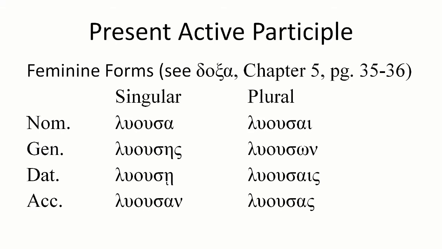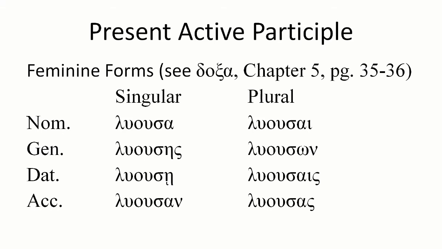Because of that, you're going to want to be careful. These change their theme vowel only in the singular. Okay, notice the nominative feminine singular is lu-u-sa. And you can see the sigma there on the end of the stem. And you have the alpha ending. But in the genitive singular now, this changes to lu-u-ses. Okay, it has an eta in the ending. And again, it's because of that sigma on the end of the stem.